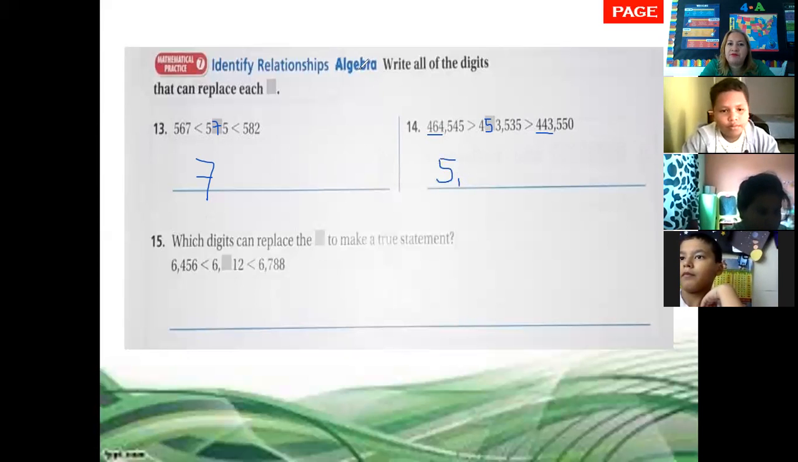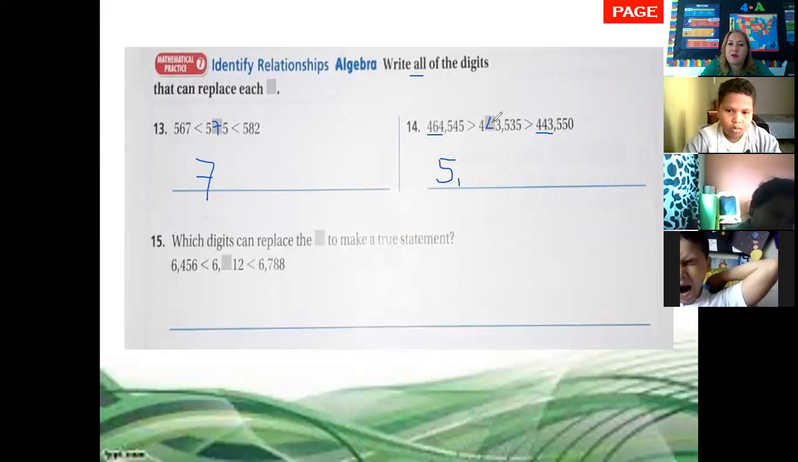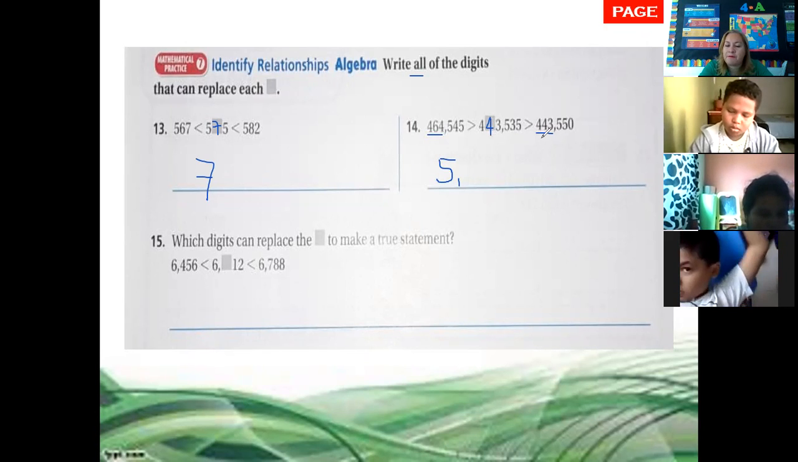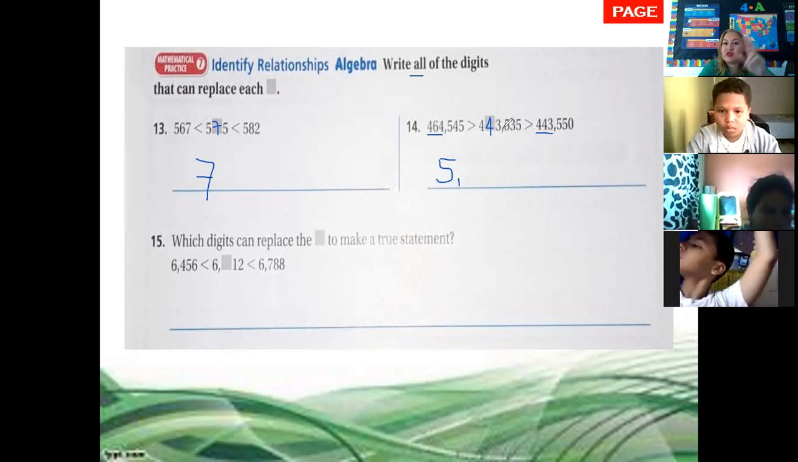One student says 4. Okay, let's try with 4. Because the instructions say write all of the digits that can replace each space, it means that we can write more than one number. Let's try with 4. 464 is greater than 443. Yes, that's correct. But the next one is not possible. The two numbers are equal, so it's not possible.